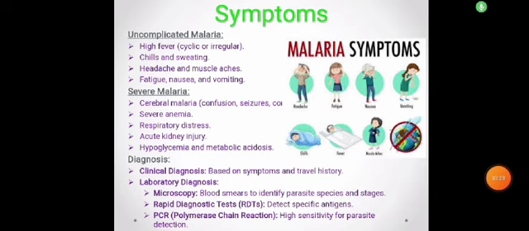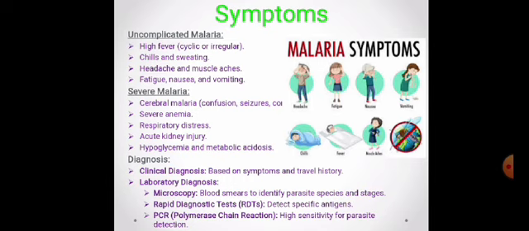Then we go for symptoms. What are the symptoms expressed in malarial disease? Uncomplicated malaria, that means the common symptoms, like high fever, chills and sweating, headache and muscle ache, and vomiting. These are the common symptoms expressed in malarial people. The severe malarial symptoms include severe anemia, respiratory distress, and acute kidney injury. These are some major symptoms expressed in a malaria-infected person.